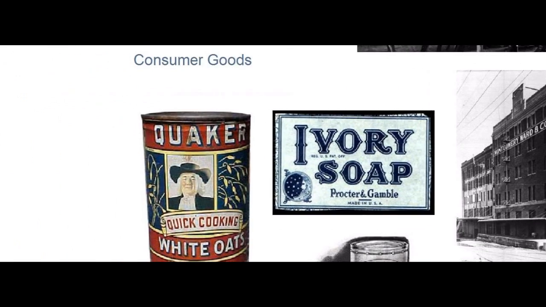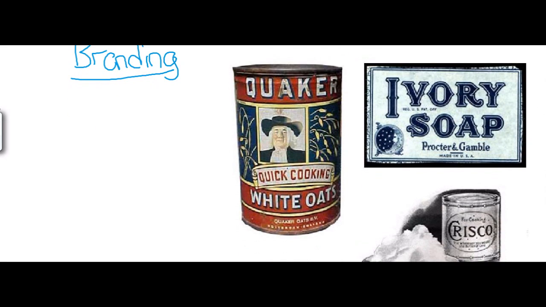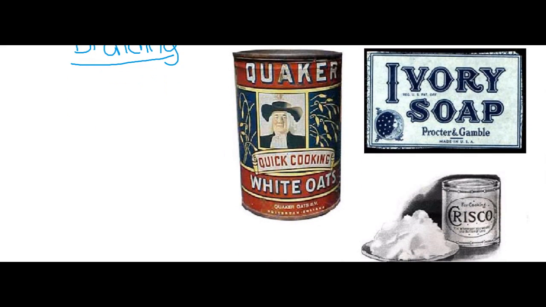Well, another aspect of this industrial revolution is we begin to see the development of new and different consumer goods. And one of the most important aspects of consumer goods is the development of branding. Branding is the idea that you create standard brands that you sell nationwide. This is an era when we see the development of brands such as Quaker Oats, Ivory Soap, Crisco, products that are still familiar to us to these days. And this is an era when these companies like General Mills and Procter & Gamble develop these products.